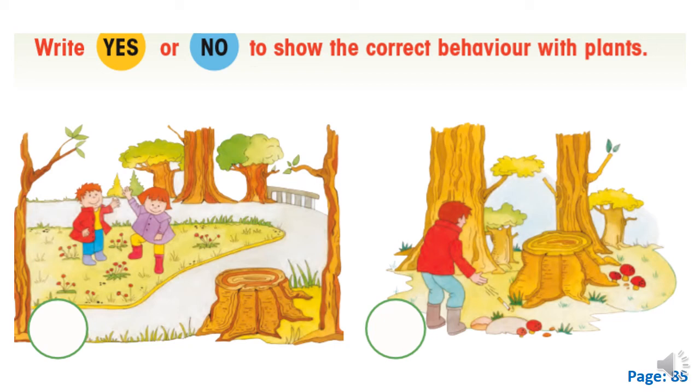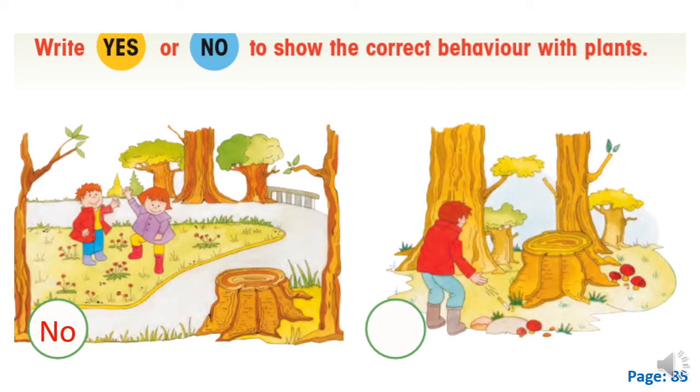As we see in the first one, there are two children. They are where? They are on the grass. They are stepping on the grass and they are not walking, for example, on the pathway inside the garden. So is it good to do that? Should I step on the flowers? Sure, no. So this is a wrong behavior and I have to write no. Excellent.